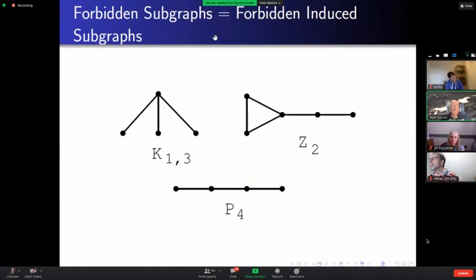Okay, let's talk forbidden subgraphs. So I'm going to use the notation K13 for what is often called the claw. Z2 is this triangle with a 2 path off of one vertex. And P4, we've already talked about, a path with 4 vertices. These are very common forbidden subgraphs in cycle results.